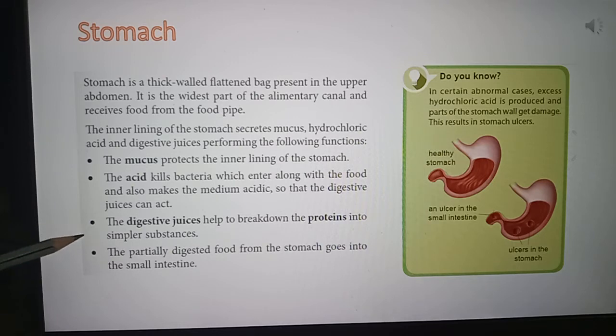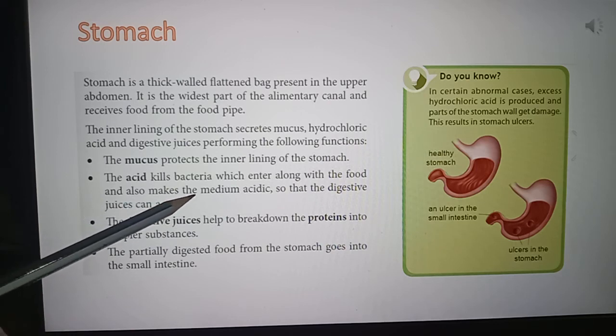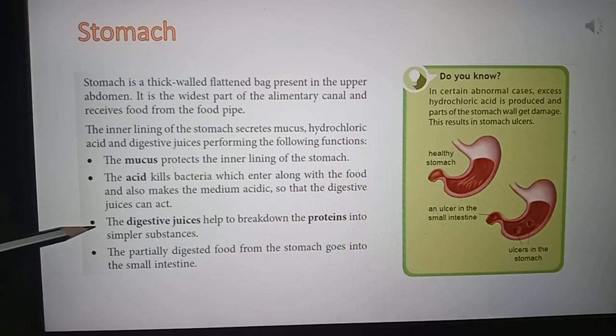What is the function of mucus? Mucus protects the inner lining of the stomach. The hydrochloric acid is performing two functions over here. It is able to kill the bacteria which has entered along with the food. The second function of hydrochloric acid is that it makes the medium acidic, which is very helpful for digestion. Okay. The third substance.